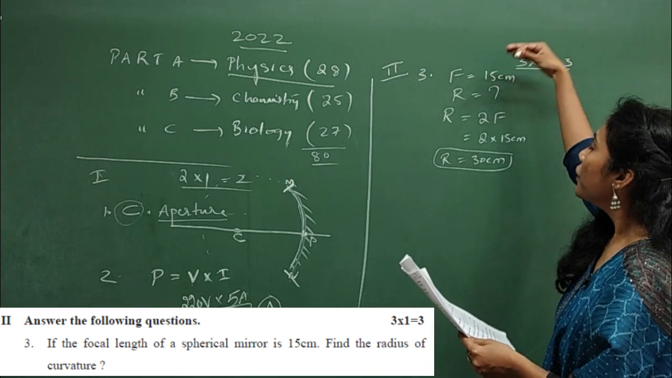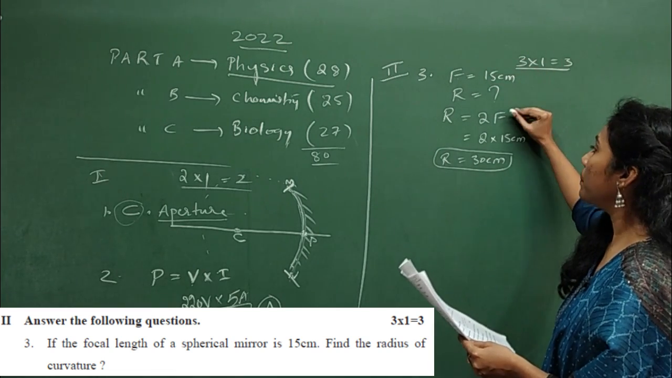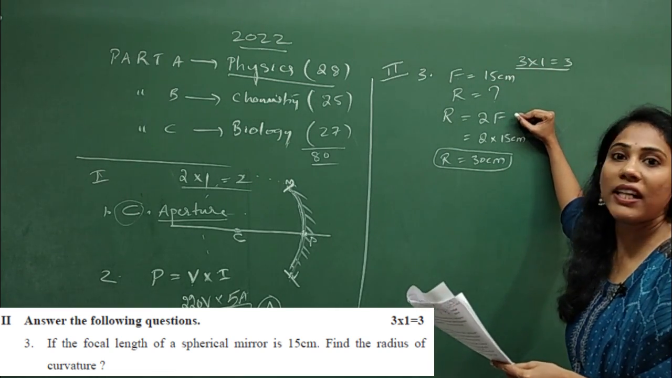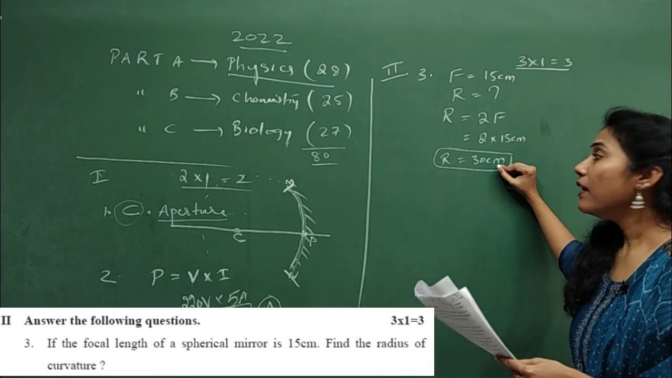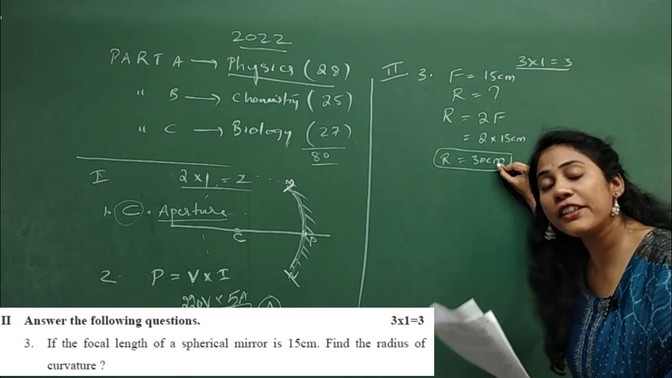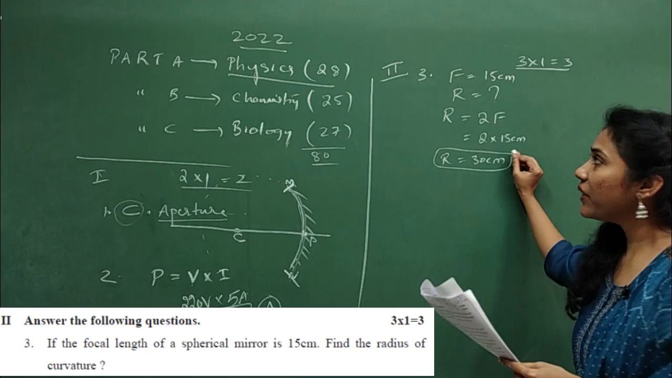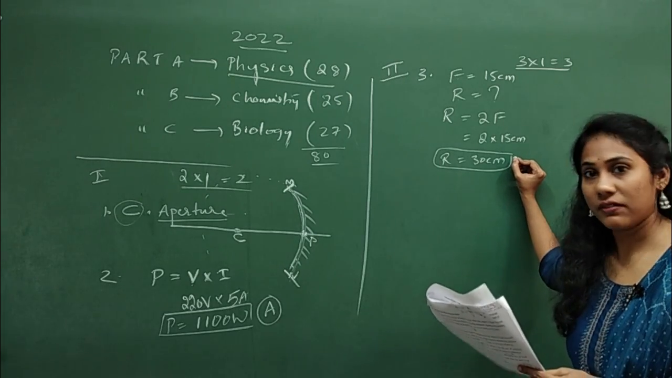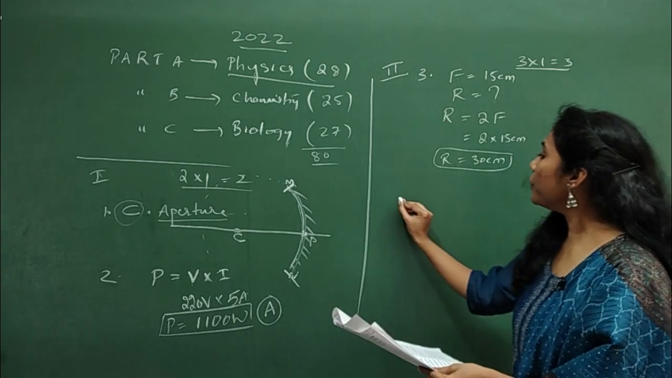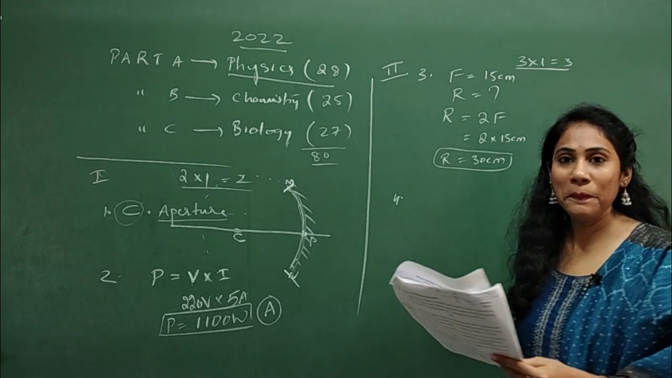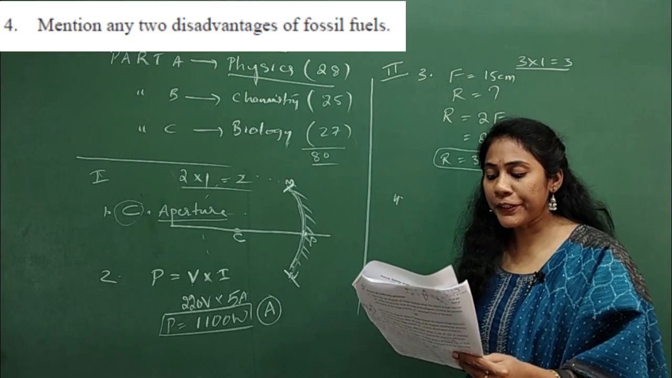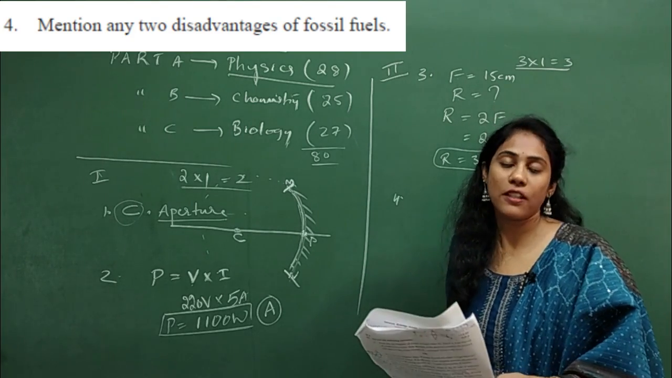So this is how first you have to write the formula. For writing a formula, you will have half a mark, and then for showing your answer with unit, half a mark. So altogether it is 1 mark question. Clear? Fine. Coming to fourth question. Very simple. Mention any 2 disadvantages of fossil fuels.